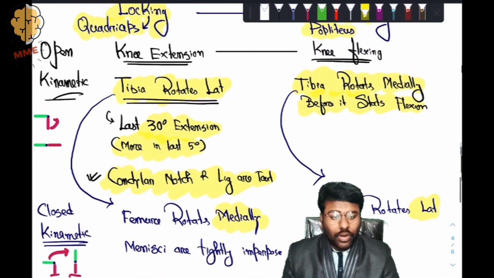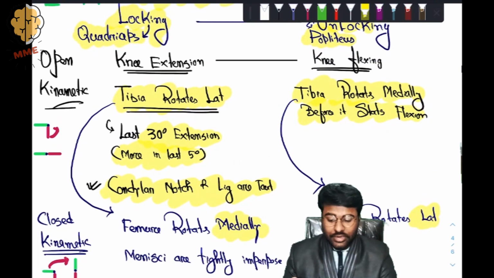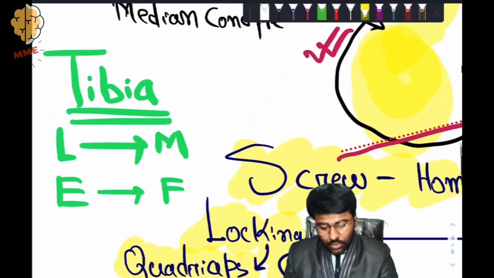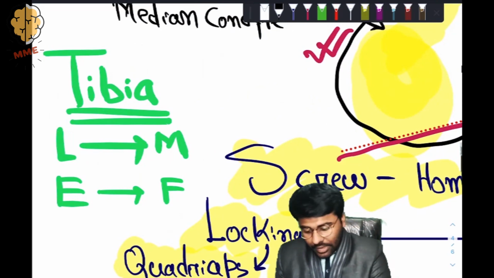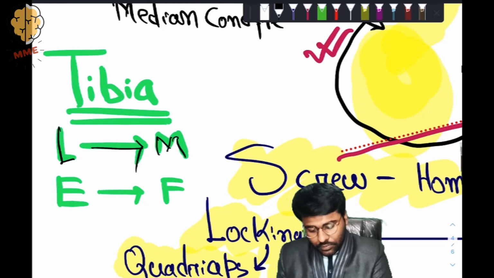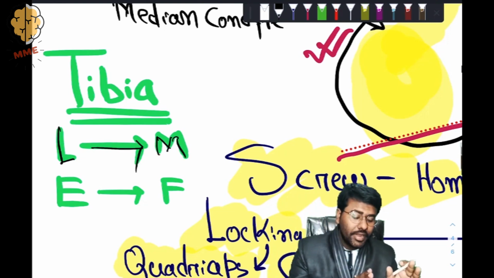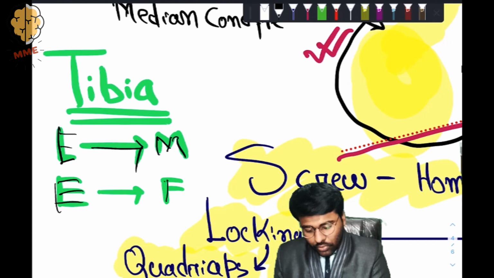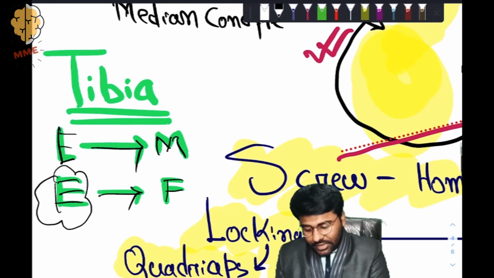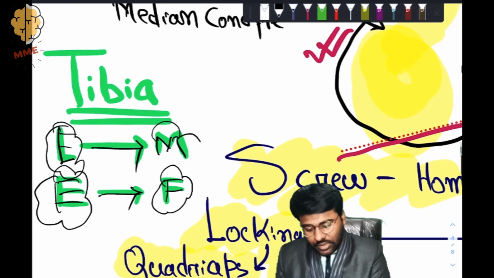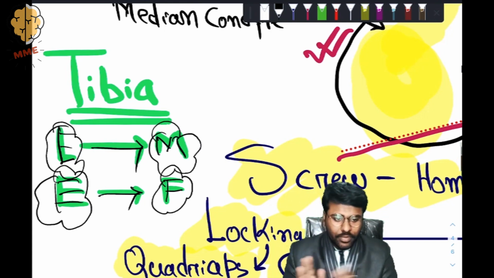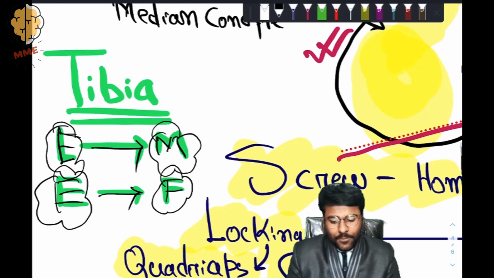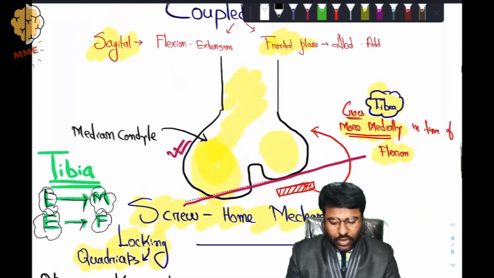And if you don't want to remember or understand all of these things, there is a mnemonic for you. First of all, the mnemonic for the tibia: just note L to M, laterally to medially. Then just add two lines: E to F, extension to flexion. When it is extended, the tibia goes laterally. When there is flexion, the tibia goes medially. These are mnemonics: L to M, E to F. So this is all about the knee locking and unlocking.